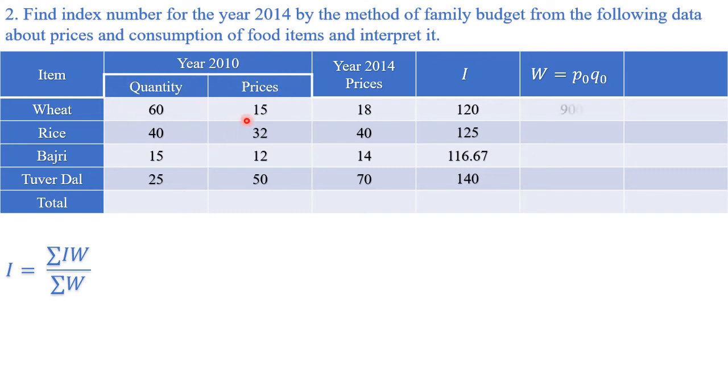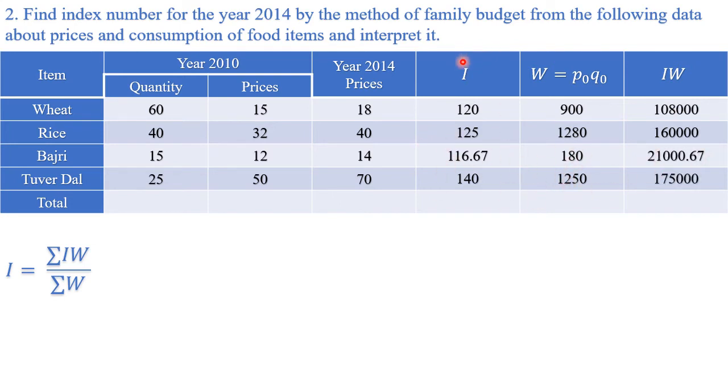So let's multiply these values here. 60 into 15 is 900, 32 into 40 is 1280, 12 into 15 is 180, 25 into 50 is 1250. Last we will multiply the index number with the W, weight. So 900 into 120 is 1,08,000. Similarly, just multiply these values here one by one.